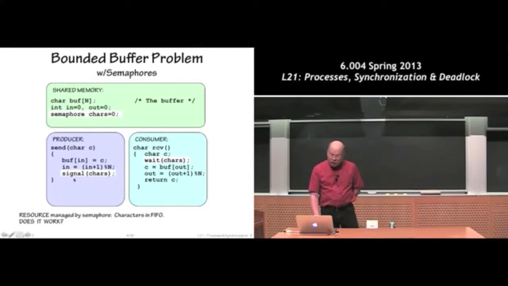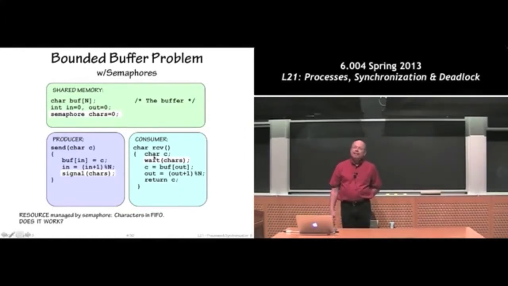So notice we put it into the buffer and then do the signal, meaning the character is already in the buffer. And then here we wait to see that the character is in the buffer, and then we take it out and consume it. So does this solve our problem?